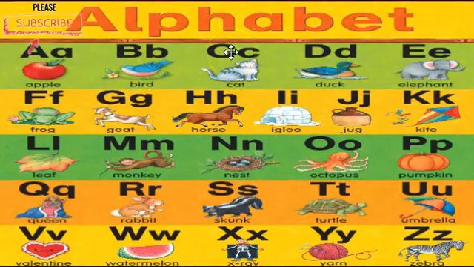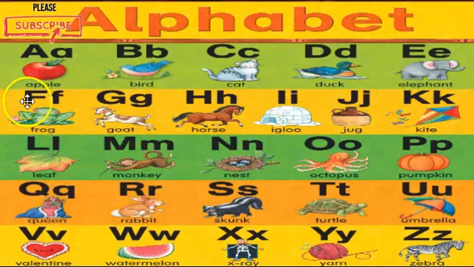C. C is for cat. The word cat begins with the letter C. D. D is for duck. The word duck begins with the letter D. E. E is for elephant. E makes a sound eh. The word elephant begins with the letter E.